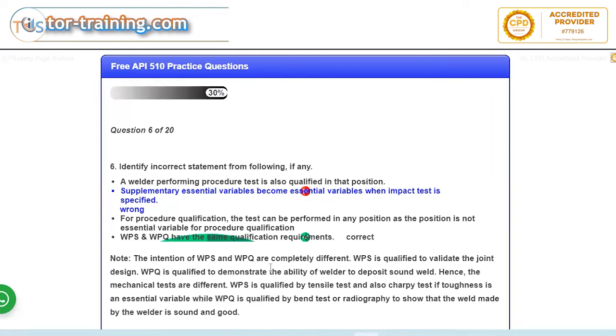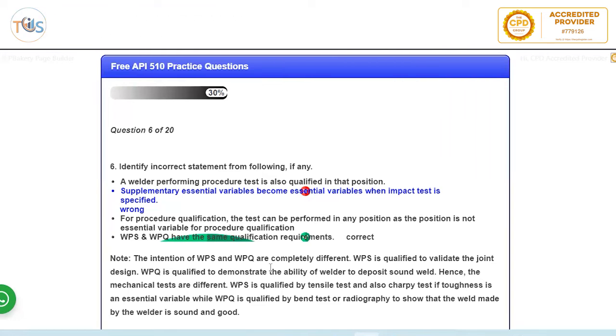For the PQR for WPS, it is a strength test, whereas for WPQ it can be a radiographic RT radiography, or it could be a bend test, to see that the welder can actually deposit a sound weld. So because the purpose is different, the qualification is different.